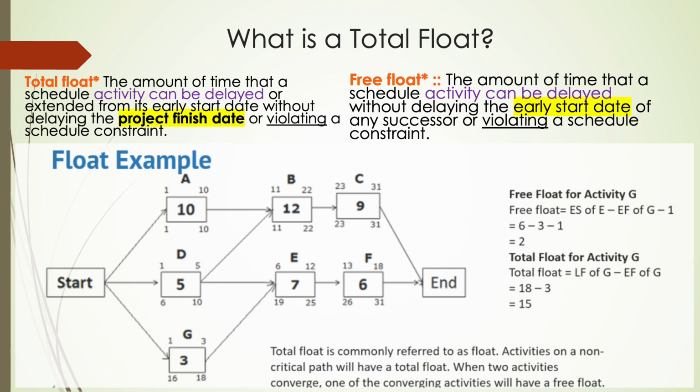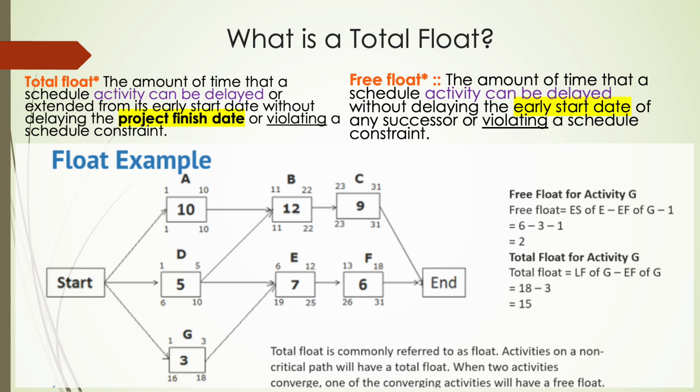Float in project management refers to the flexibility available in scheduling project activities. Total float is the maximum amount of time an activity can be delayed from its early start without delaying the project's overall finish date. It provides insight into how much flexibility there is in the schedule and identifies activities that are critical to project completion.